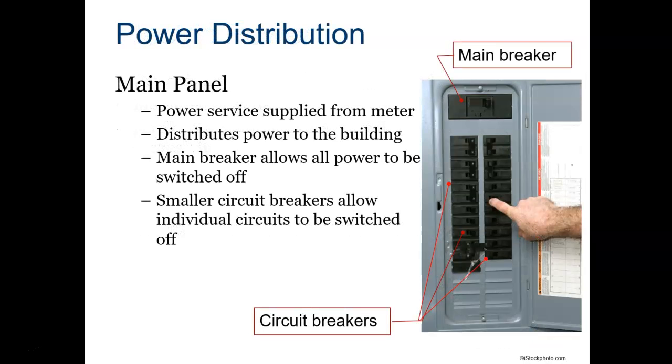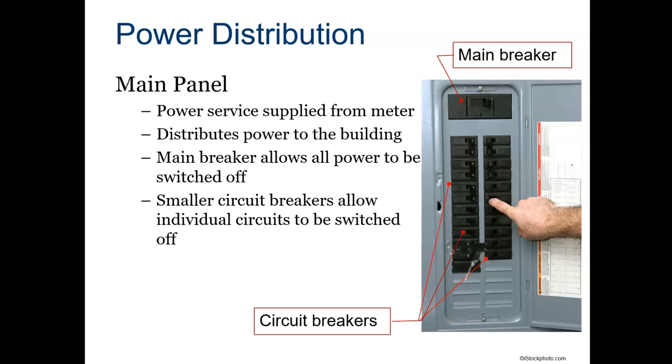For power distribution, we're talking about the circuit breaker panel in your house. It's a power service that's supplied from the meter, coming in directly through the top to the main breaker, and it distributes power to the building. The main breaker allows power to be switched off.